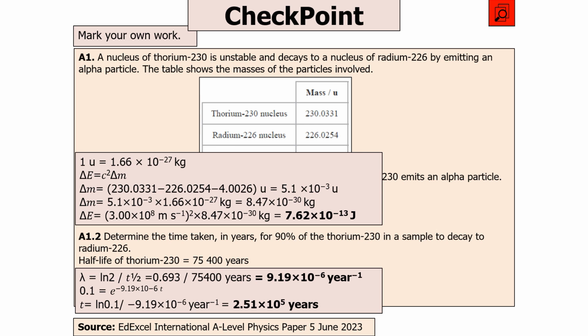Because it's lost 90% of it, what's left is 10%, so A over A0 is 0.1. Pop in all the values, and we get t to be 2.51 times 10 to the 5 years.